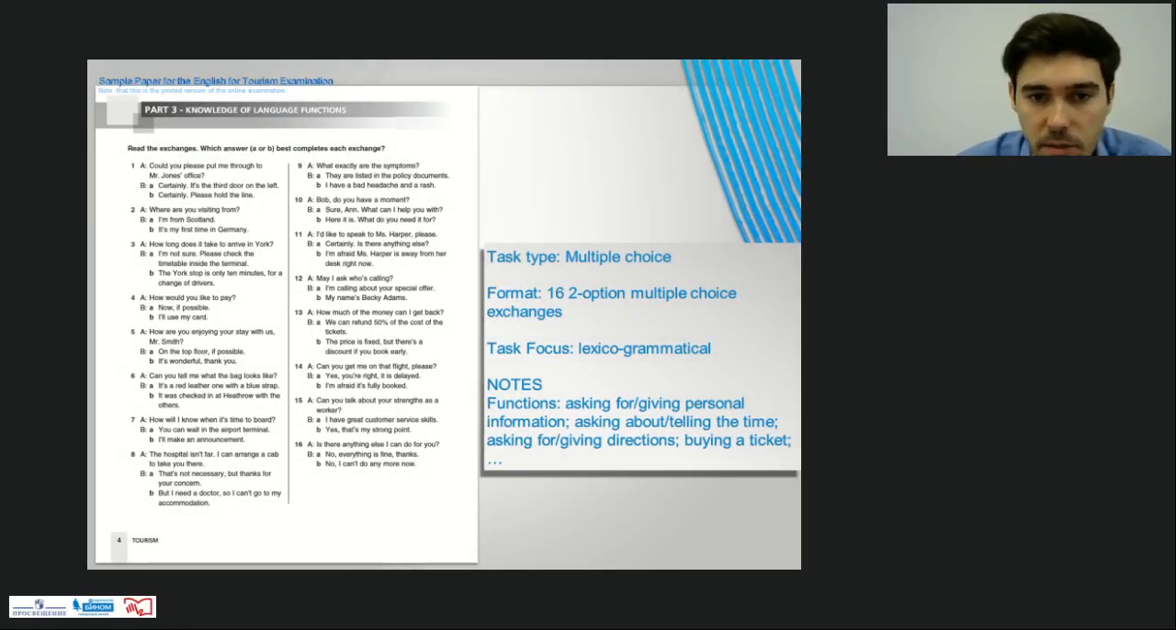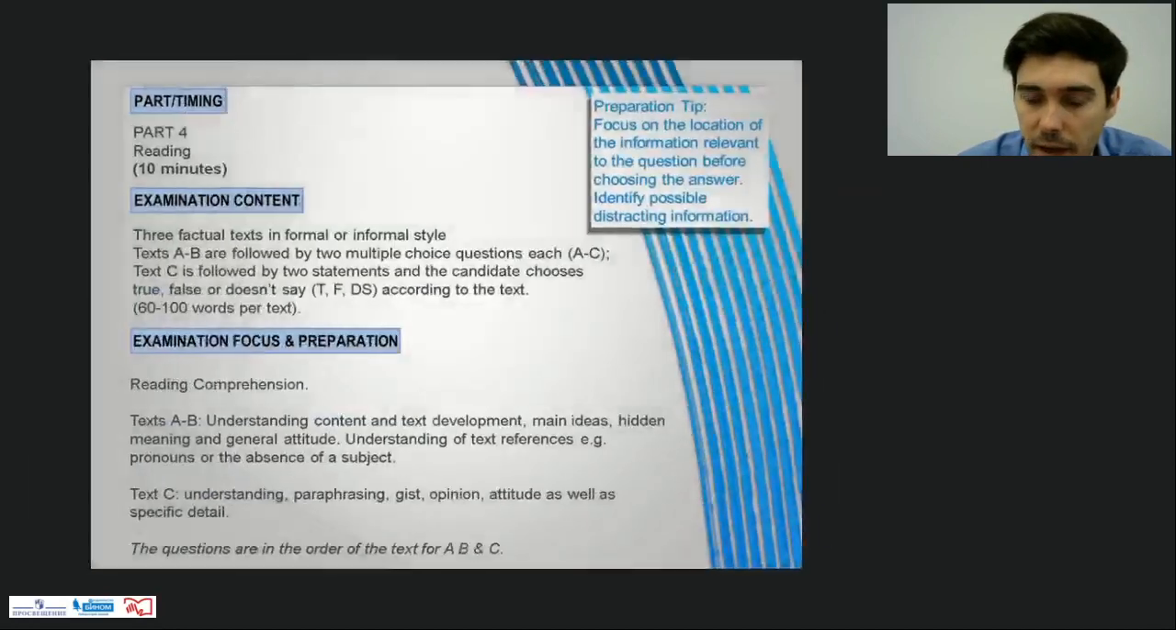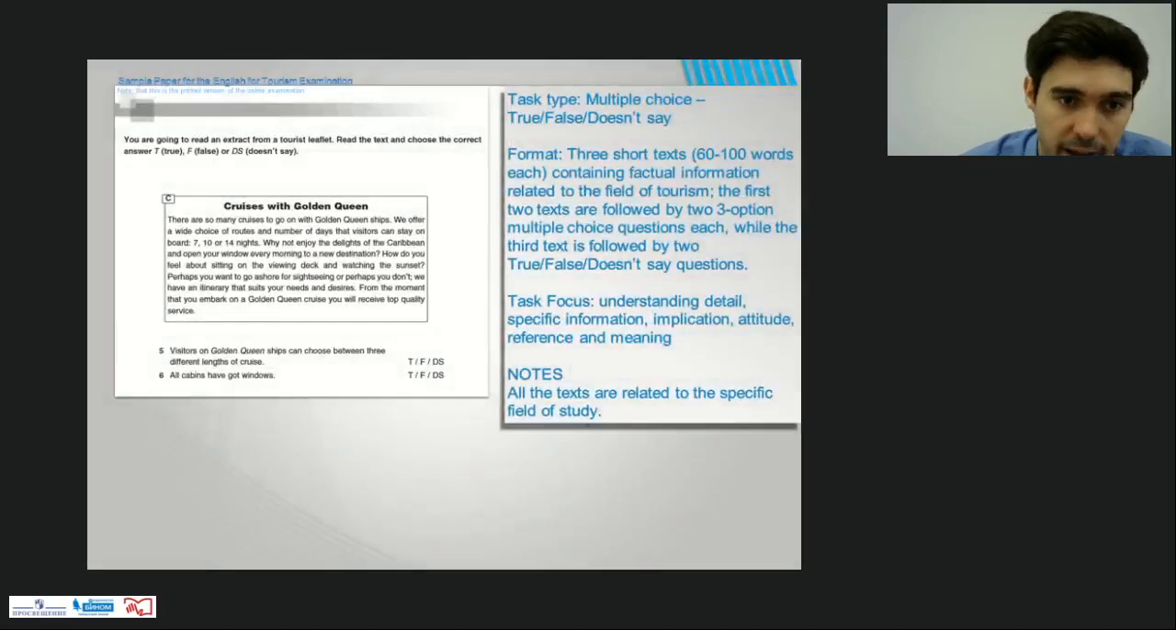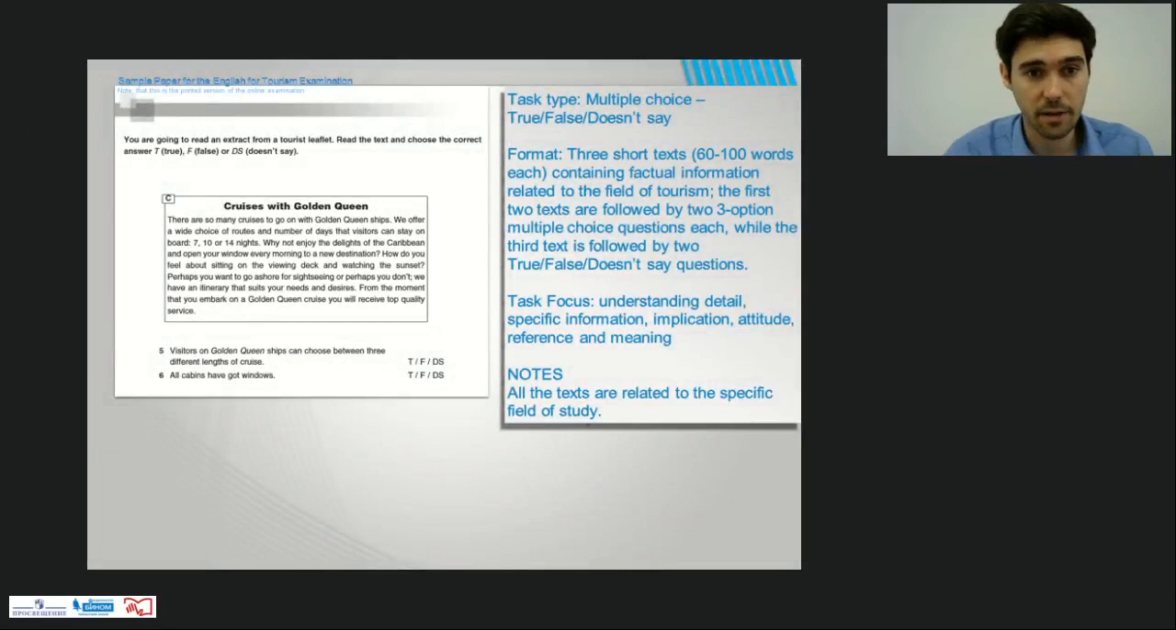In terms of reading, students look at authentic texts and answer multiple choice questions based on the texts, so that they can gain some experience using these texts that also focus on a lot of the topic specific vocabulary that they would have studied throughout their ESP course.